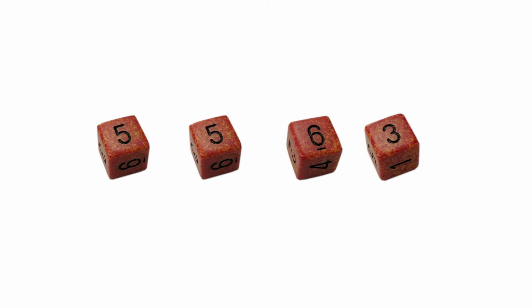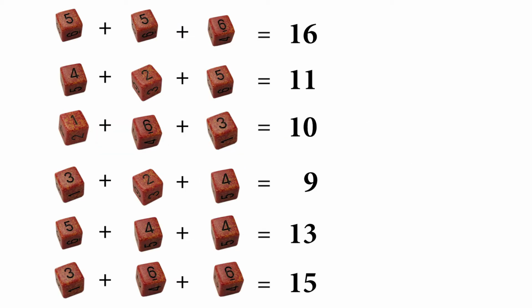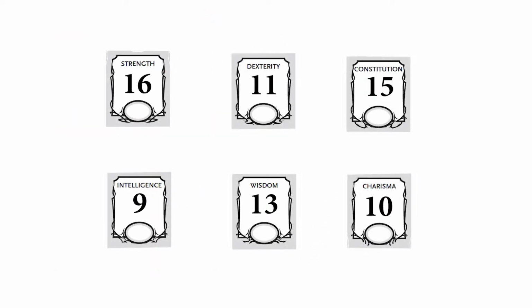The most common way that people do this is they roll 4d6 and they drop the lowest one. And then you add those other 3 dice together, and then you'll repeat that 5 more times to give you your 6 abilities, your 6 numbers that you're going to plug into the 6 ability scores.